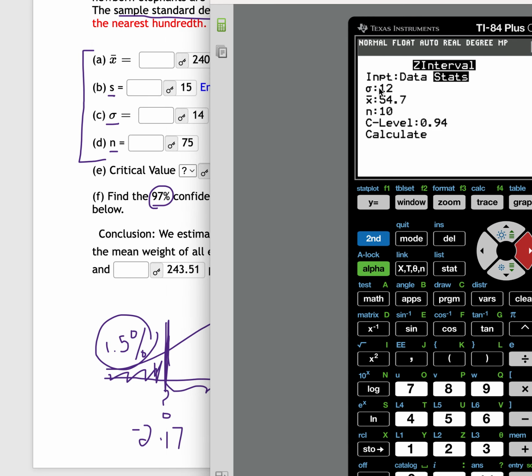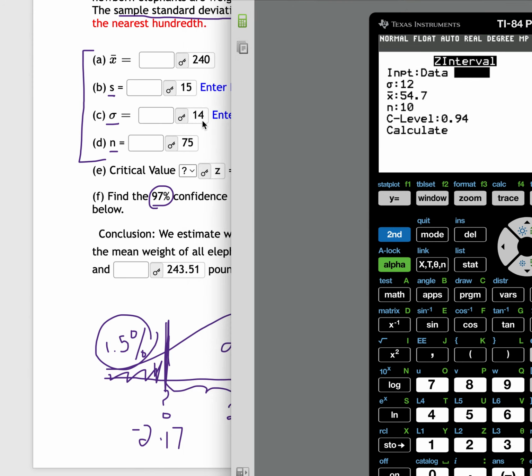So we're going to put in our population standard deviation, which is 14. We already found that from the problem. We're going to put in our X bar, which is 240. Our sample size is 75. And we're doing this at a confidence level of 97%. The calculator wants you to put it in as a decimal, so put in 0.97, and then we're going to hit calculate. And it will tell us what our interval is. So this tells us that our lower bound is going to be 236.49.